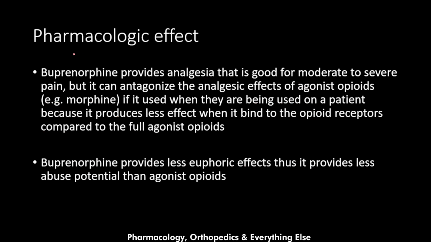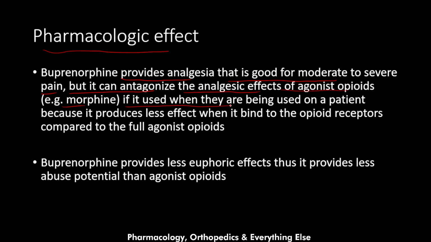Now let's talk about the pharmacologic effects of buprenorphine. It provides analgesia that is good for moderate to severe pain, but it can antagonize the analgesic effects of agonist opioids like morphine.